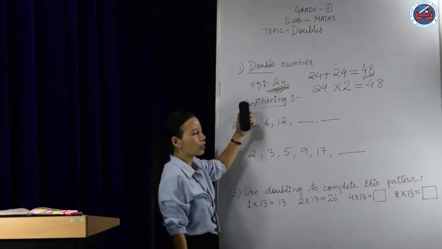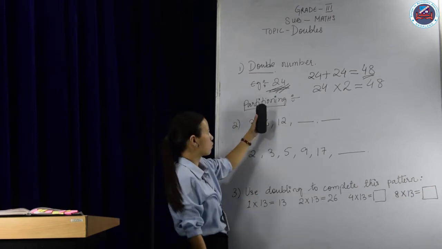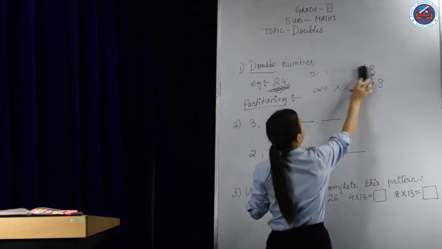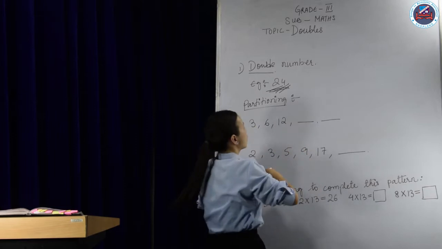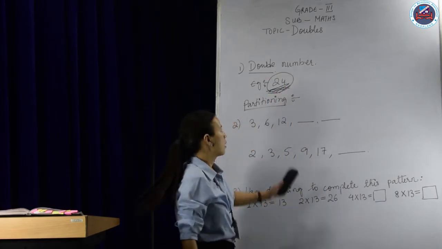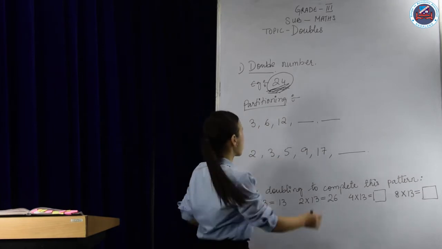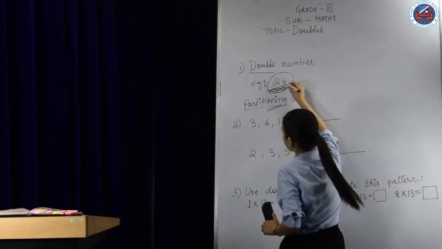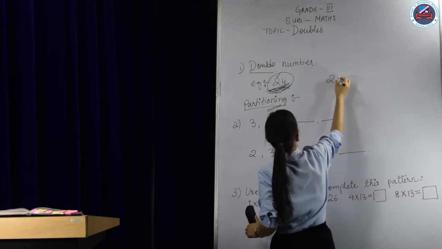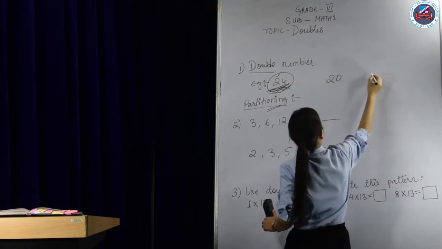There is another way to find the double number, that is by using the partitioning method. We have the number 24, and I'm going to use the same number to find the answer using partitioning. First, we partition the number: 2 in the tens place, so 20, and 4 in the ones place, so 4.